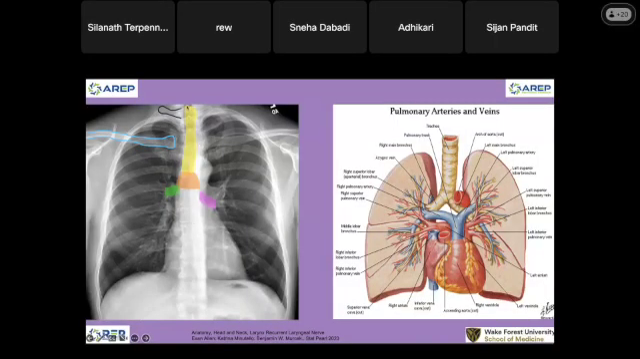SVC is draining into the right atrium. This is the right atrium here, passing through the tricuspid valve going to the right ventricle. And then you can see this bone is the transverse process of T1, and this is the first rib. After the first rib, we have the cartilage anteriorly, and this cartilage will attach to the manubrium. So this is the cartilage of the first rib.